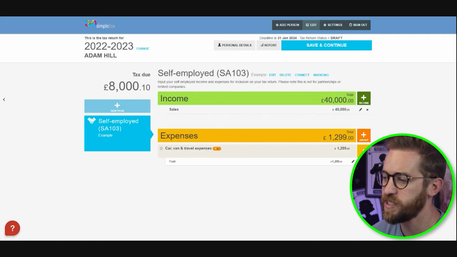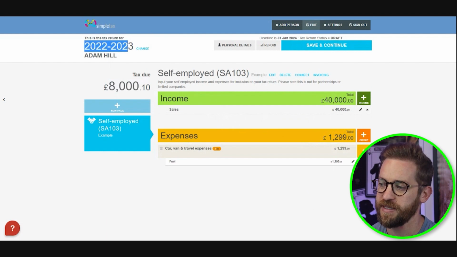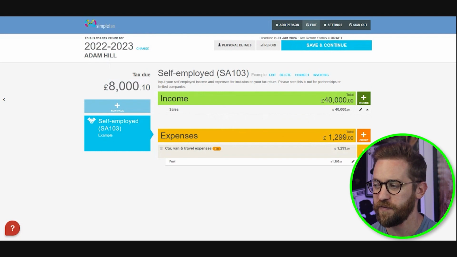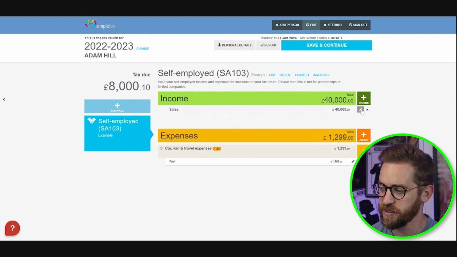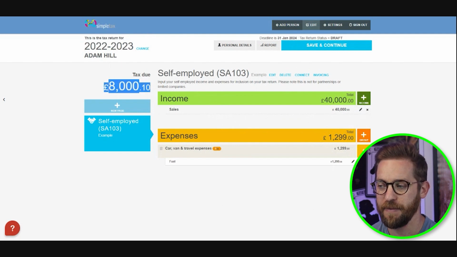Now let's get logged in and take a look at what payments on account are and how they appear on a tax return. So here I am, I'm logged into my GoSimpleTax account. You can see I'm in the 22-23 tax year, and I've set myself up just as an example with some self-employed income, £40,000 of income and a small amount of expenses here, resulting in a profit and therefore a tax liability. Tax liability at the moment is coming out as £8,000 and 10 pence. You can see that in the top left here.